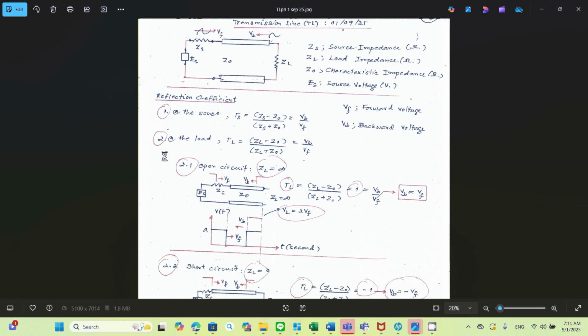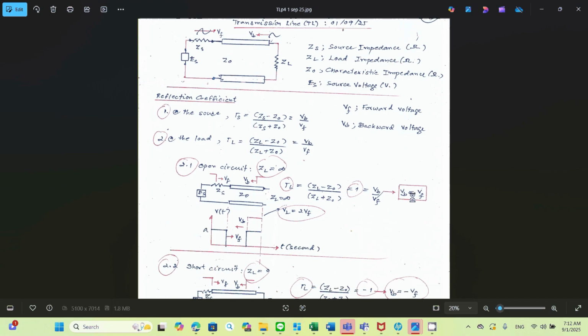Let's take a look at a special case, or the worst case. 2.1, the open circuit, which means you have Z_L equal to infinity. And for your tau_L, you apply this equation with Z_L equal to infinity, so you ignore Z0 and Z0. You end up with tau_L equal to 1. That's equal to Vb over Vf.